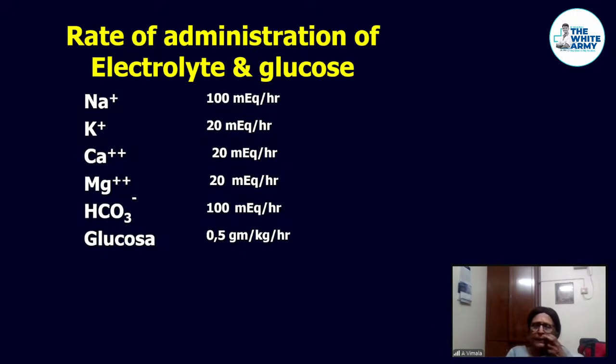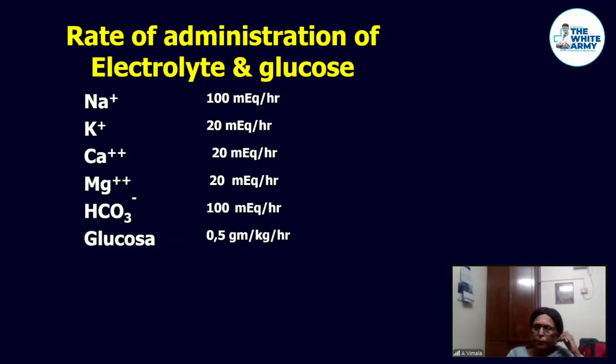So, rate of administration of electrolytes and glucose. Usually sodium can be given at 100 milliequivalents per hour. This is a maximum rate, 100 milliequivalents per hour. Potassium, 20 milliequivalents per hour. We never go to 20 milliequivalents per hour. To be very frank, I have not used more than 4 milliequivalents per hour, because I am very much scared of hyperkalemia and cardiac arrest.